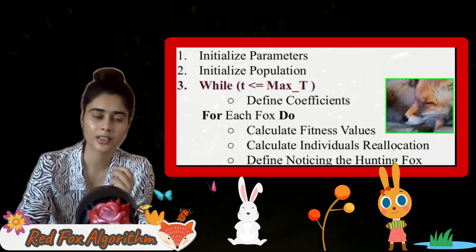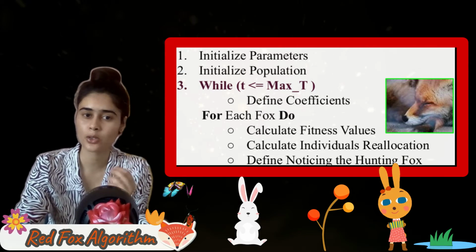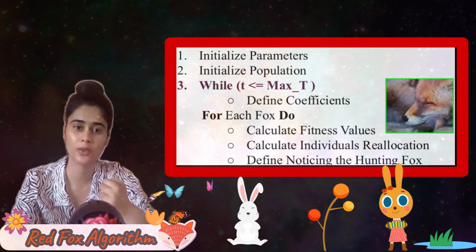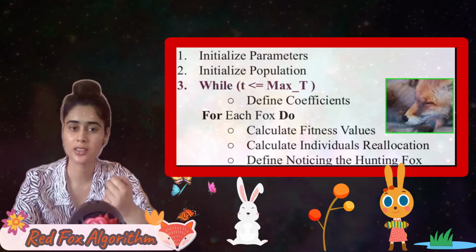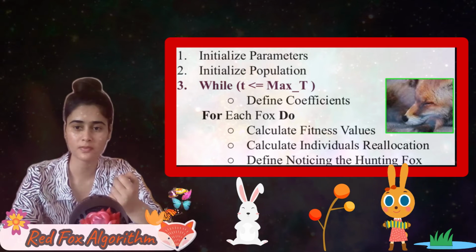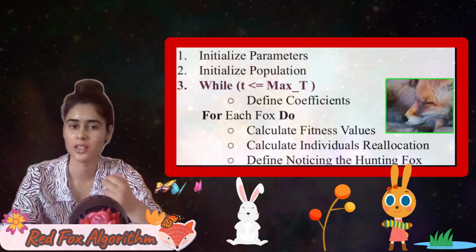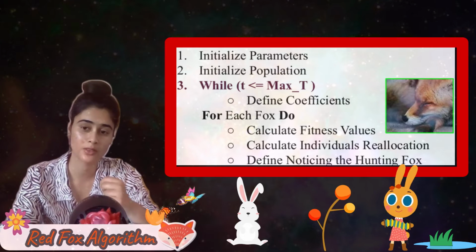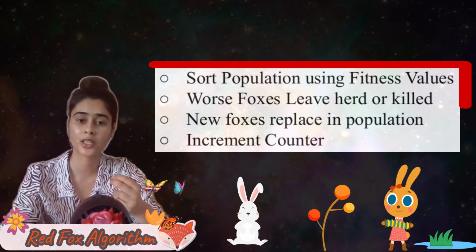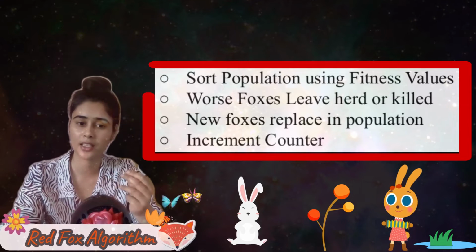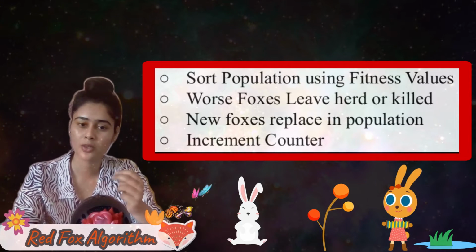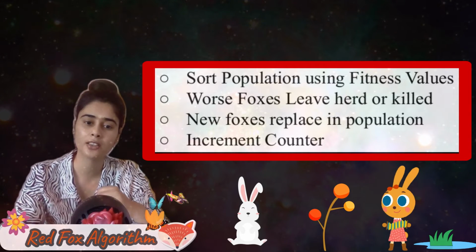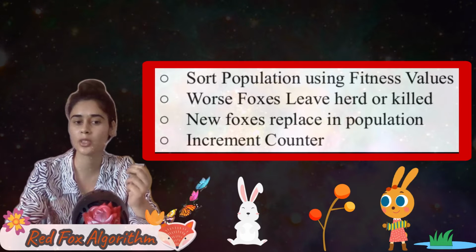Now we will start the loop. Define the coefficient. For each fox we will calculate the fitness value using the objective function. Then we will calculate the individuals' relocation. Then define the noticing of the hunting fox. It means what to do if the fox is noticed by the target. Then we will sort the population based on their fitness values, and then we will remove the worse foxes. It is considered that the worse fox is either killed by the hunter or leaves the herd. Now you can see we remove the worse foxes.